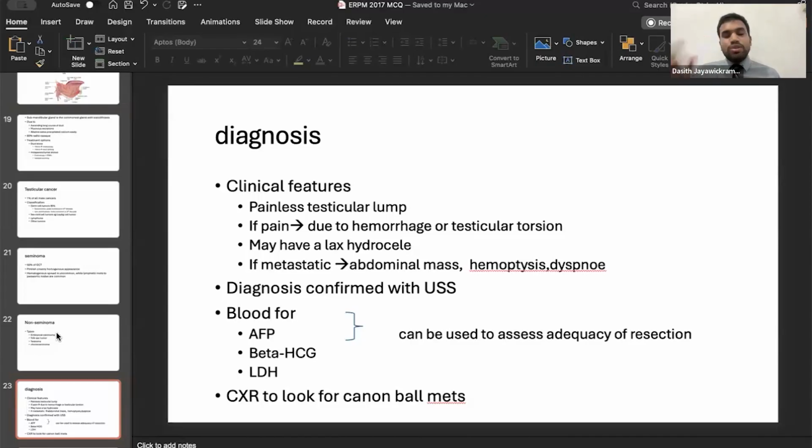So okay, we can redo these markers and assess if we have adequately resected or not. Okay, so imagine we have resected and there is still an undiagnosed lymphatic mass within the abdomen, then the tumor markers will not decrease. But if this is the primary tumor and we do a radical inguinal orchidectomy, then the tumor markers will decrease in around 48 to 72 hours. And also we should do a chest X-ray prior to look for cannonball metastases in the lungs.